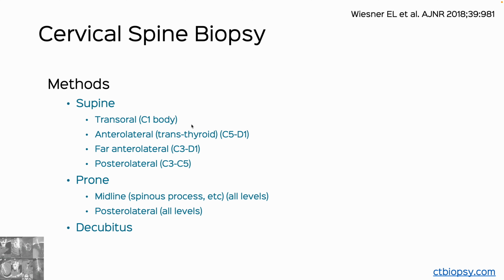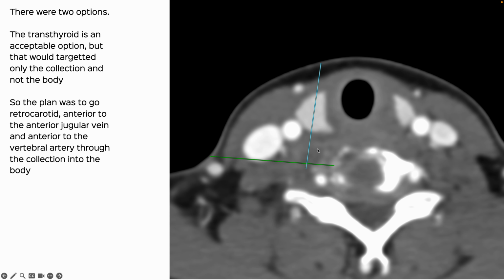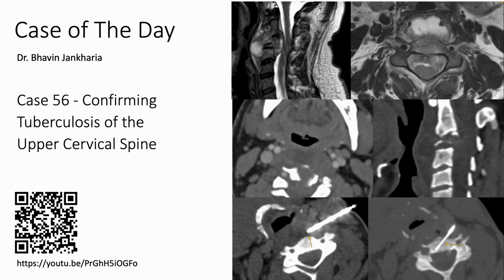Now, cervical spine biopsy approaches are all of these here. And in our patient, I had two options. One was the transthyroid, which would have gone into the collection, but it would have been tough to then change trajectory and go into the body. So this was a little limiting, and I thought a good idea would be to go retrocarotid, in front of the vertebral, behind the internal jugular, first hit the collection, and then if I didn't get frank pus, go into the vertebral body. And this retrocarotid approach I discussed in case 56. You can go through that if you're interested.